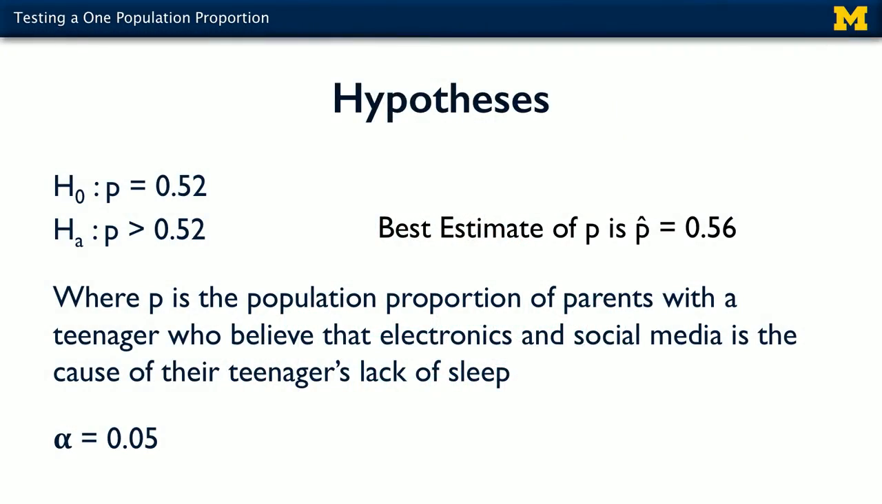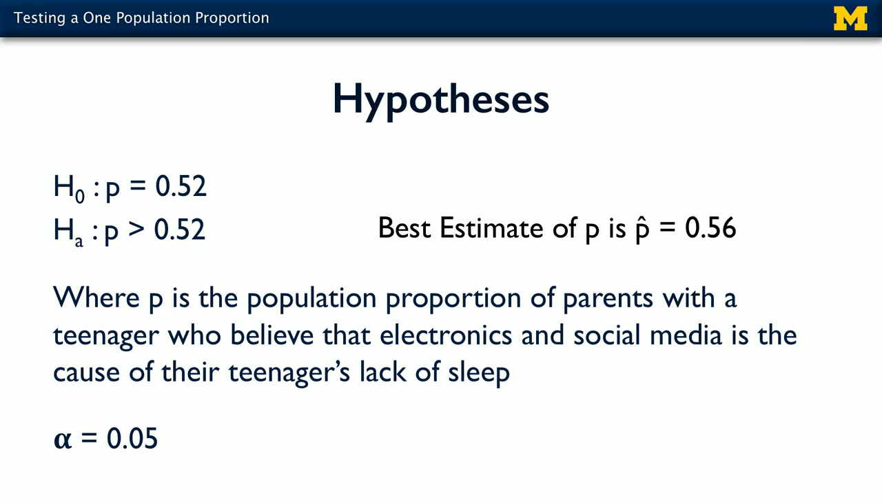So now we've set up our testing for our one population proportion, and now we're actually going to test it by calculating a test statistic and then getting a p-value and finally making a conclusion off of that p-value. Just to reiterate, we set up our hypotheses to be a null hypothesis p equaling 0.52, alternative hypothesis being p greater than 0.52 because we wanted to see if there's a significant increase.